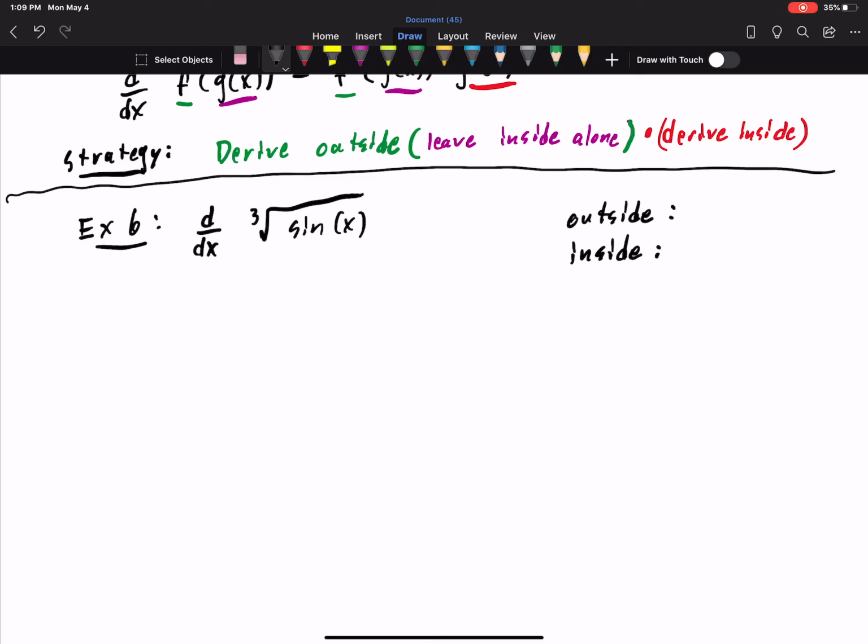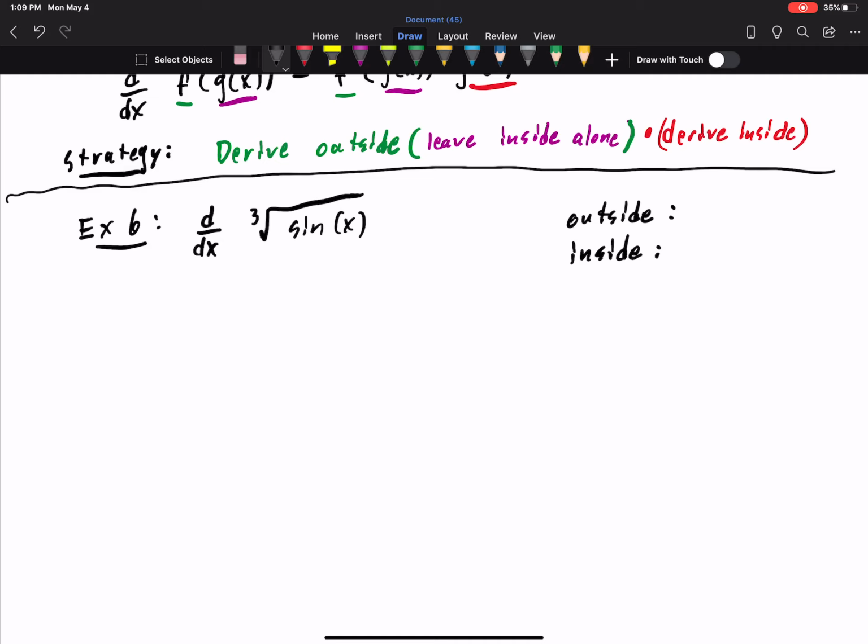Example 6, we are taking the cube root of sine of x and deriving that. Okay, so again, strategy is determine what the outside function is, determine what the inside function is, derive the outside, leave the inside alone, and multiply by the derivative of the inside.